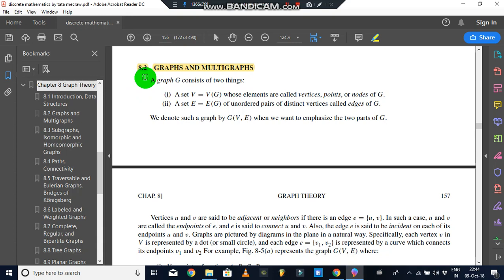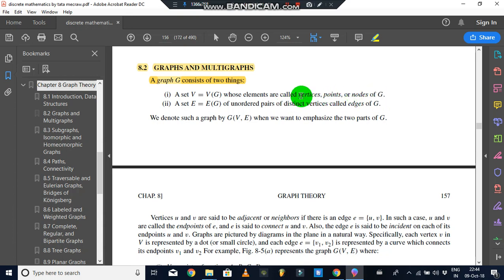So let's start 8.2. This is the main topic of graph theory. So what is a graph and a multigraph? A graph consists of two things. Just remember this. A set V, the vertices of G, whose elements are called vertices. V is vertices, points, nodes of G.